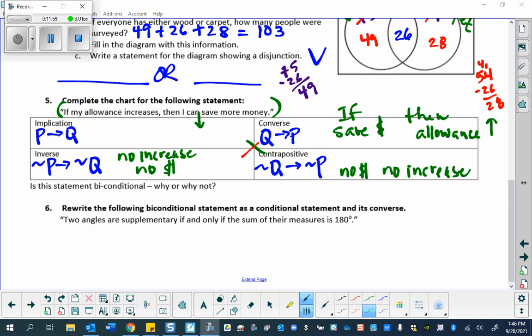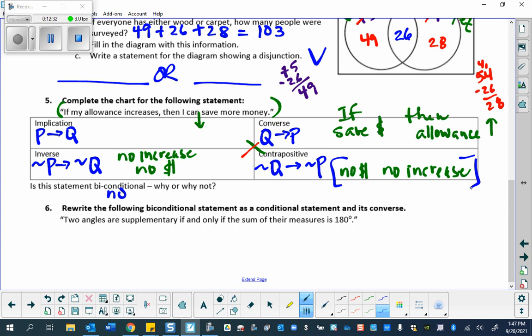So I'm not sure my converse and inverse are true. So can it be written as a biconditional? We're going to go ahead and say no, because there are other ways for you to save money than just relying on your allowance. But for sure, if you're not saving more money, then you know for sure there wasn't an increase in your allowance.